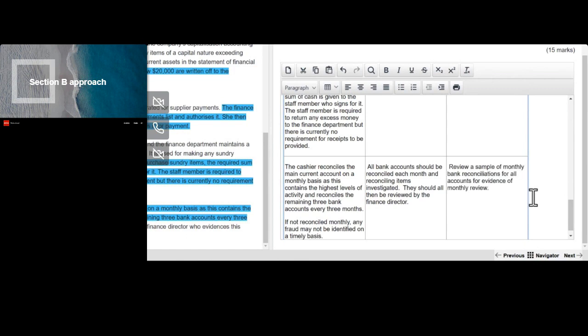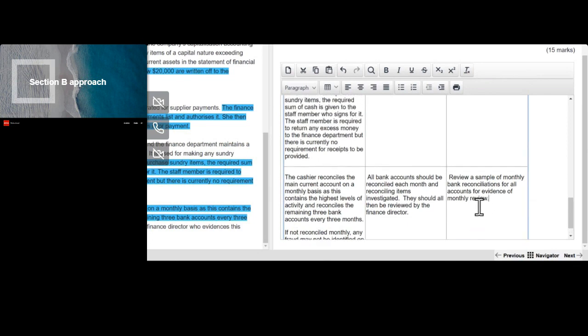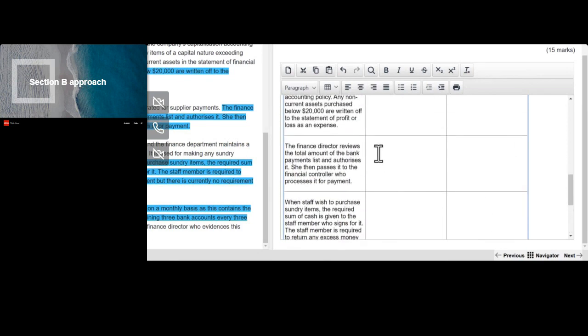Remembering that it needs to be detailed and described well so that we've got a clear instruction, but enough information so that someone could go off and do that work. So here we need to review a sample of those monthly bank reconciliations for all of the accounts, because that's what we've recommended happens. So for evidence of that monthly review, so making sure that they do get carried out on a regular basis.